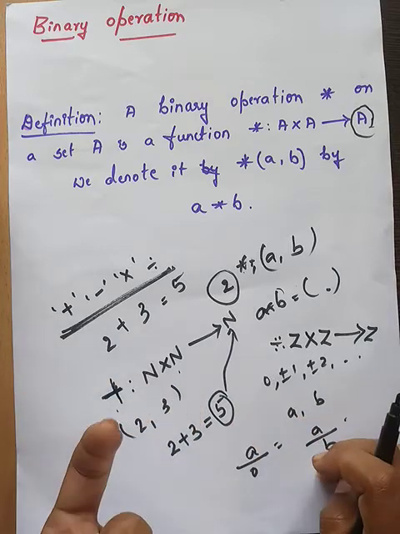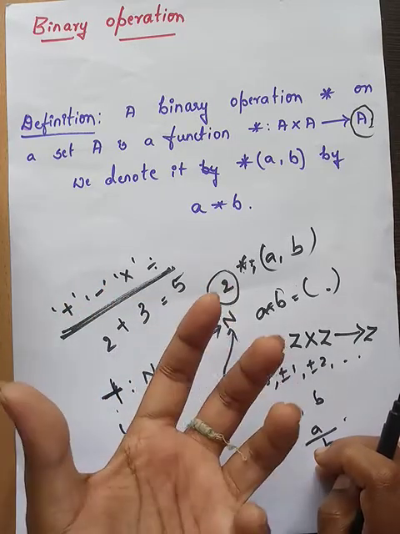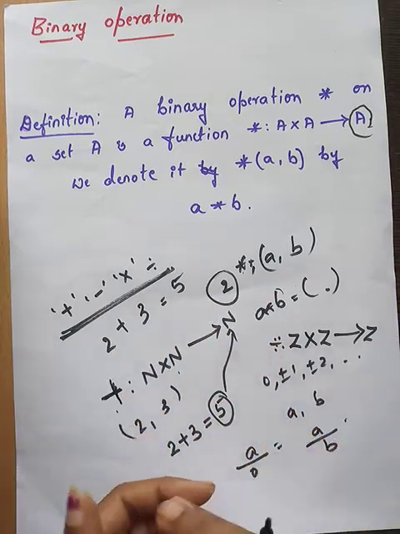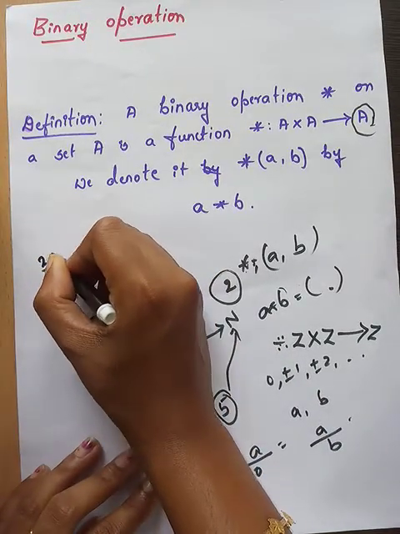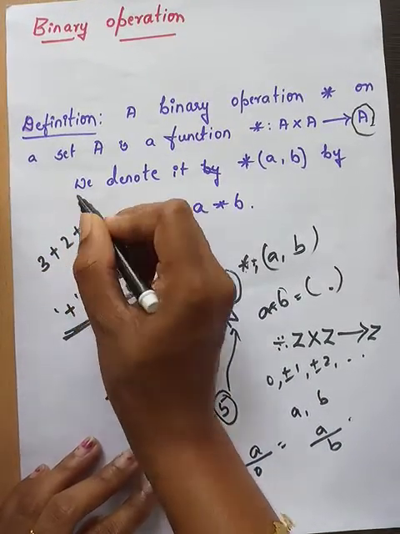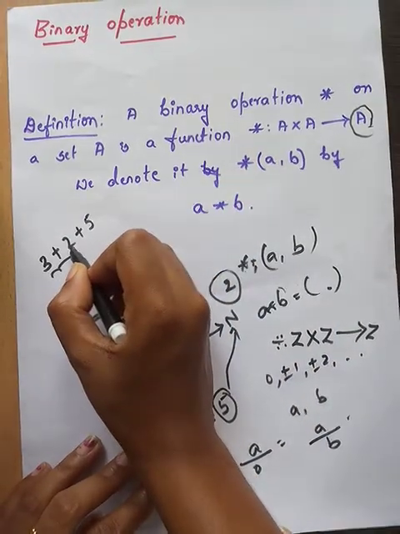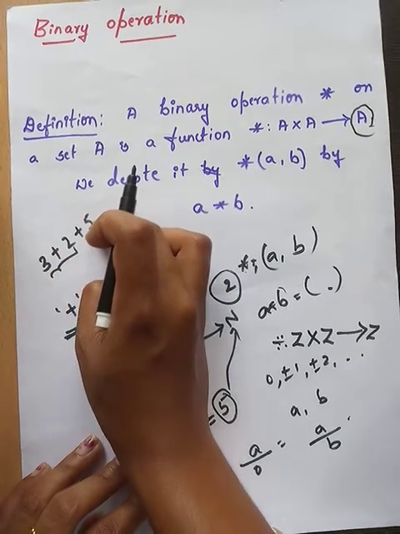Why do we call it binary? Because it connects two elements from the set. That's why it is called a binary operation. So when you used to do addition of three numbers, 3 plus 2 plus 5, in younger classes, what did you do? First you used to add 3 plus 2, correct? So once you get this answer, then with this answer you'll add it to 5.